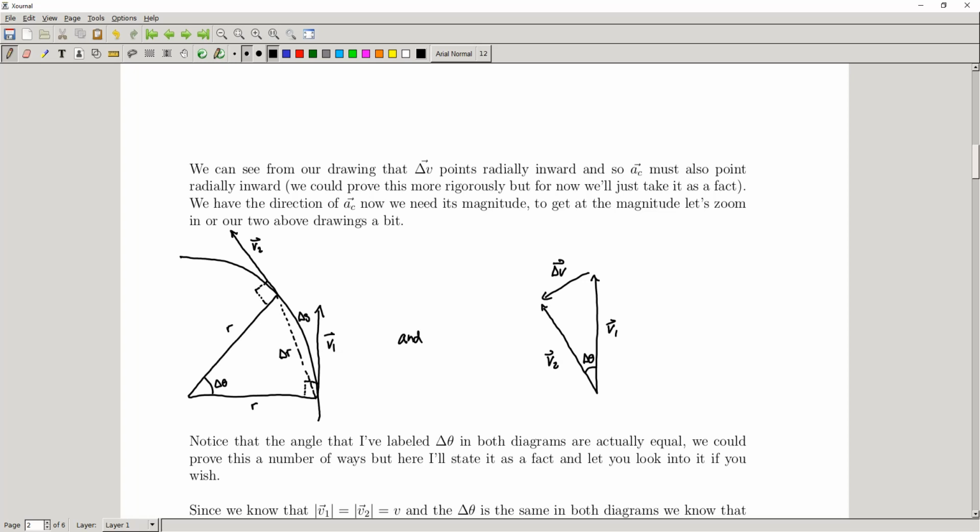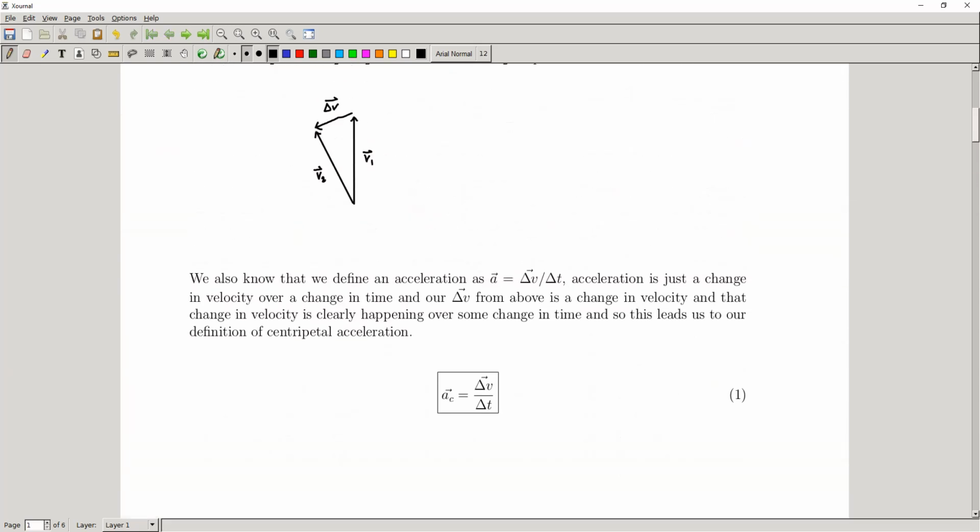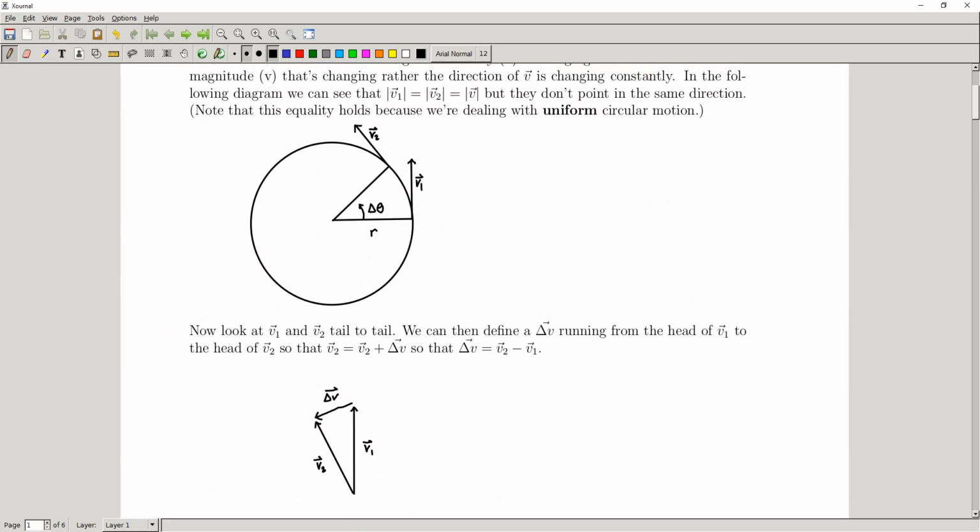Okay, so from the above drawing, we see that that delta v points radially inward. My drawing is not perfect here, but you can imagine that as you go around the circle, no matter where we were moving around the circle, as we were adding different v1 and v2, different initial v and different final v, we would always find that the definition of delta v ends up with a vector that points radially inward. So wherever we are, it's going to be pointing radially inward.